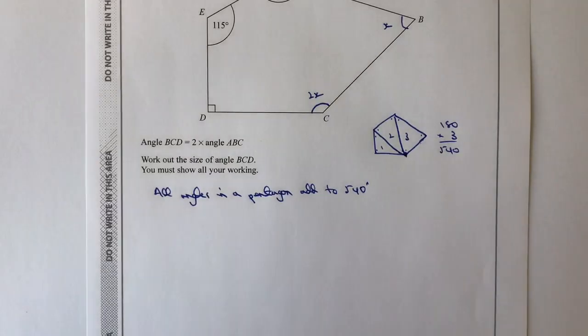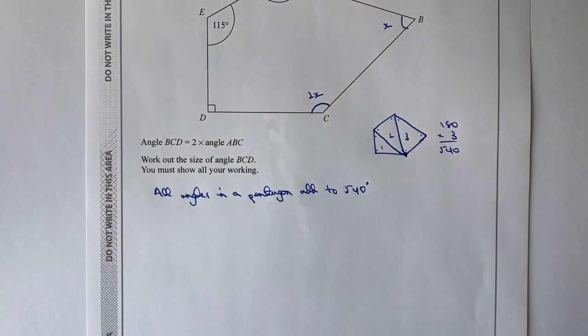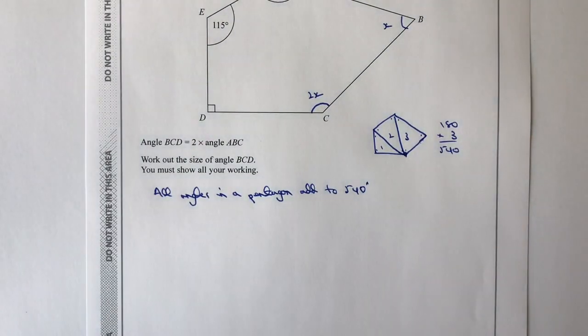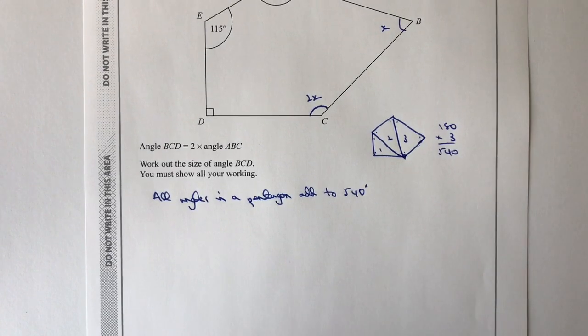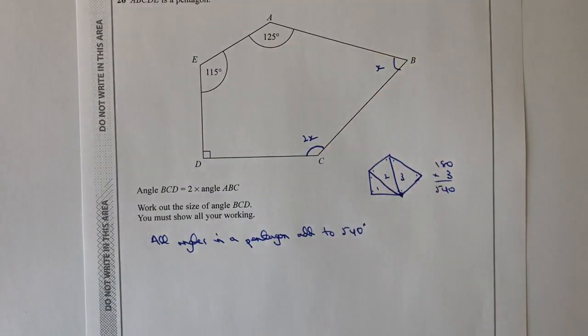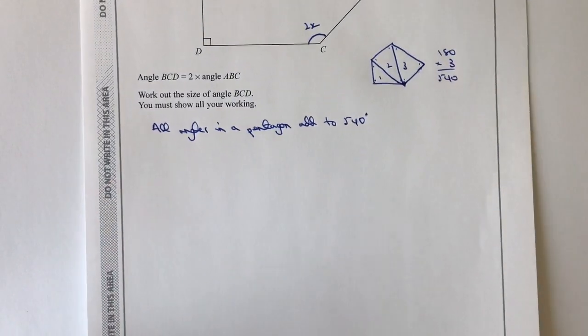Now I do appreciate not everybody will have come across that sort of thing before, but it's something to be aware of. As I say, there is also a formula that you could use as well. But either way, it's important that you know this number. Because if we go back to the diagram, if we add all of these angles together, and they equal 540, we can write an equation that will allow us to find the value of x.